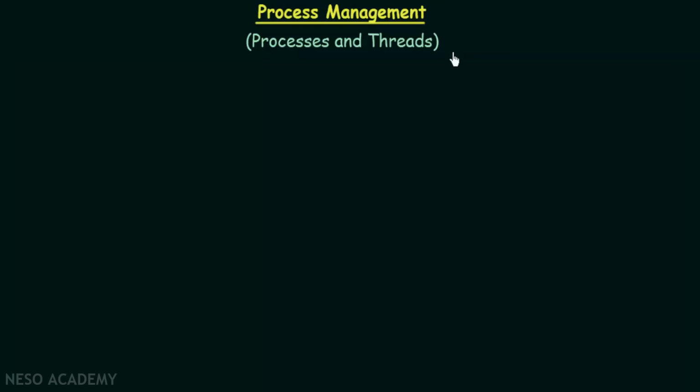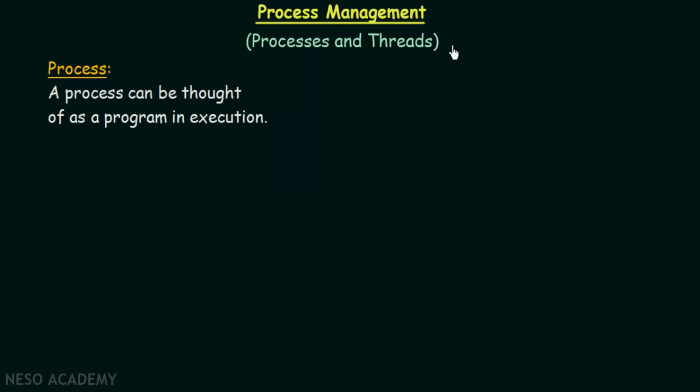So we first have a program which is written and ready for execution, but till that time it is just a passive entity. That means it just sits there without doing anything. But the moment it begins execution, at that instant we call that program a process. So a process can be thought of as a program in execution. When it is not executing, it is just a program sitting there doing nothing. But the moment it begins execution, we call it a process.